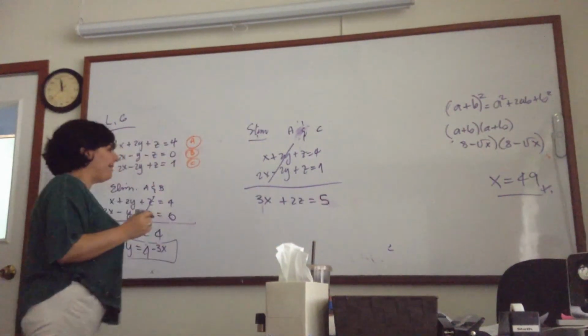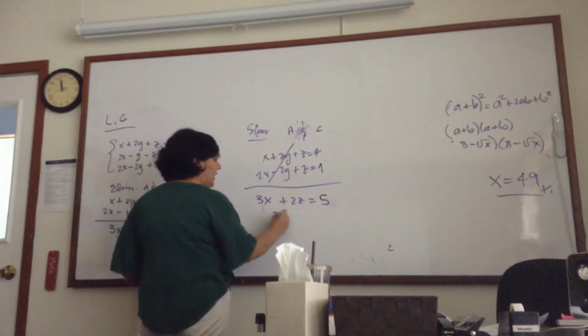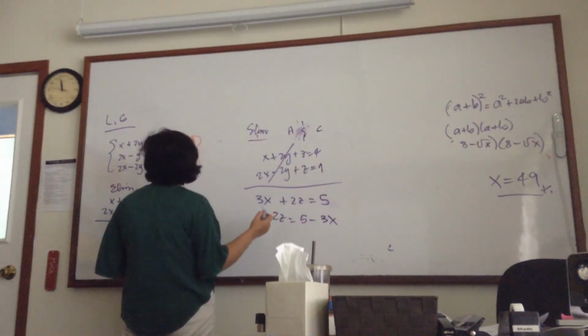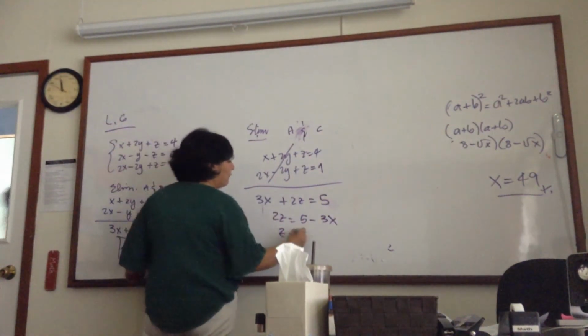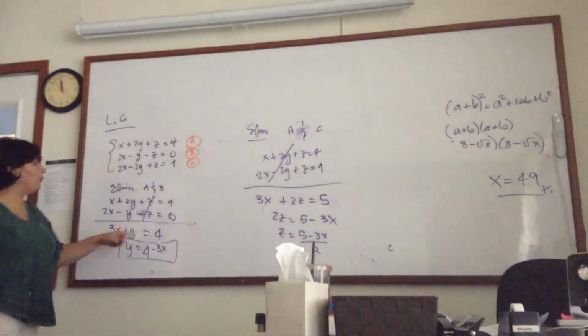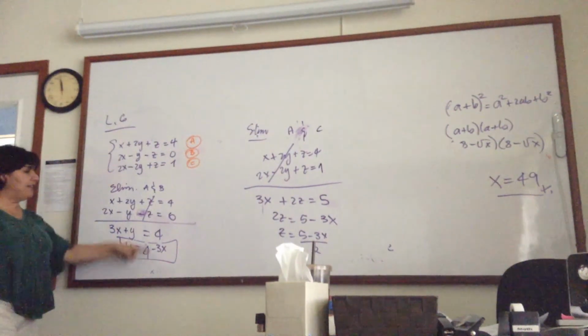So now I have... Yes, you can't do it. It's just possible. I know 2z equals 5 minus 3x. Ah, too complicated. Z equals 5 minus 3x divided by 2. So now I can substitute both of these into either of these. That's everything, because everything's in terms of x.